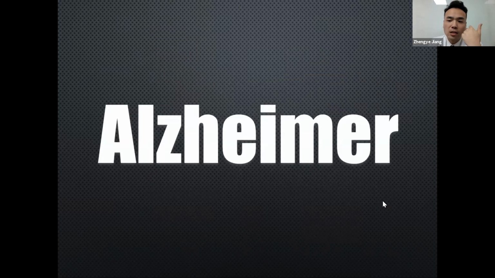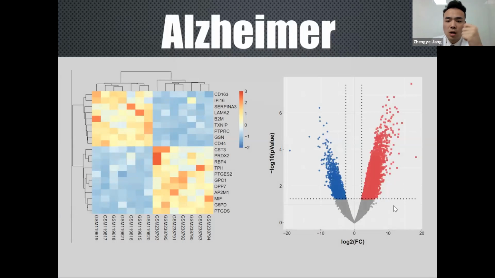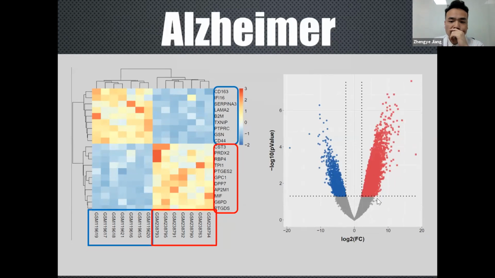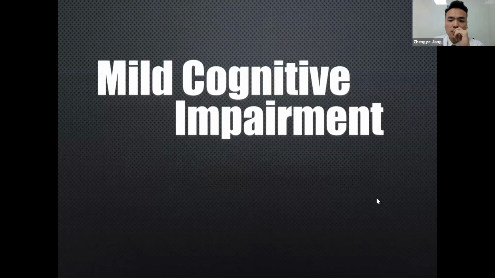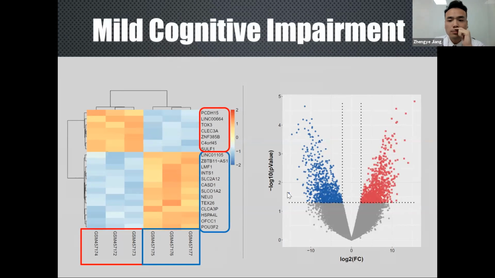Next, let's look at the result of the analysis of the differential genes between AD and MCI. First, let's look at AD patients, which are the heat map and the volcano map. Red indicates up-regulated genes and blue indicates down-regulated genes. Then in MCI, there's the MCI heat map and the volcano map. Again, red is up and blue is down.